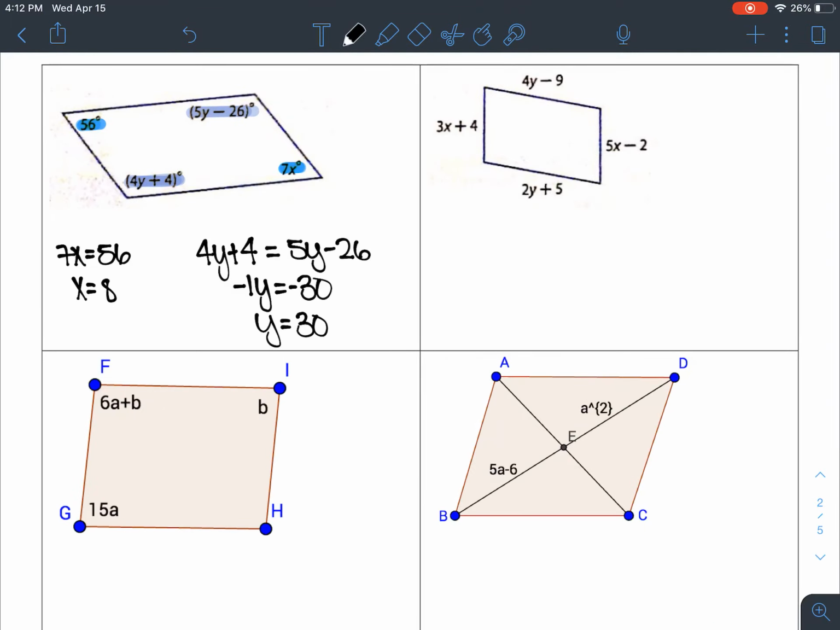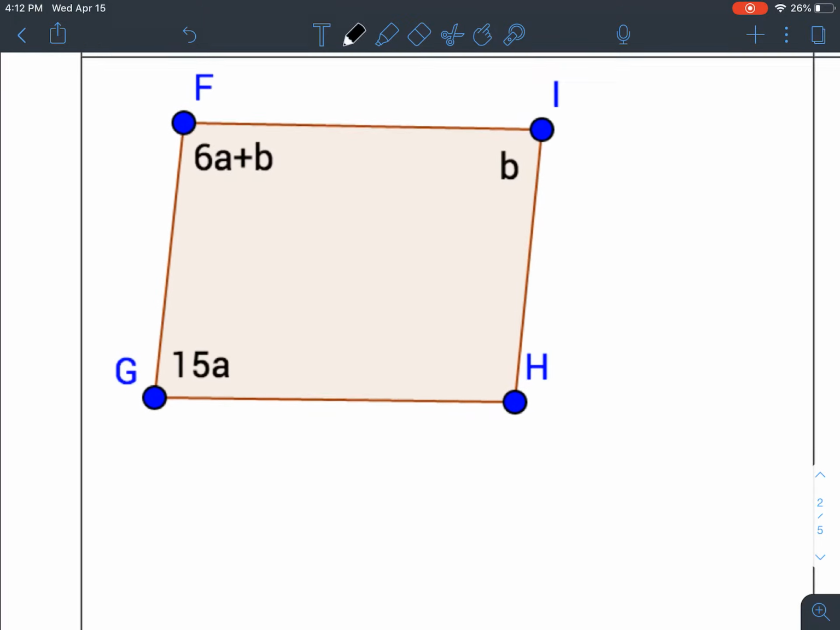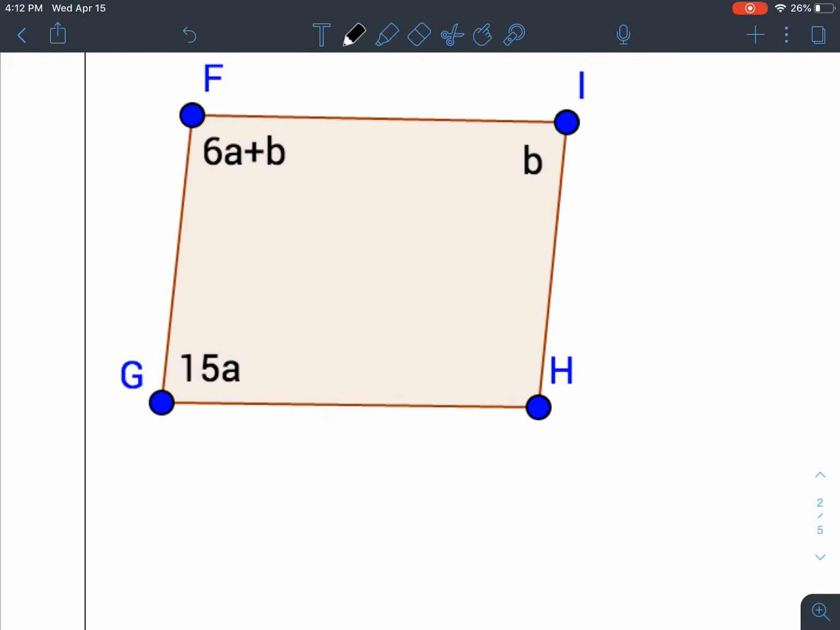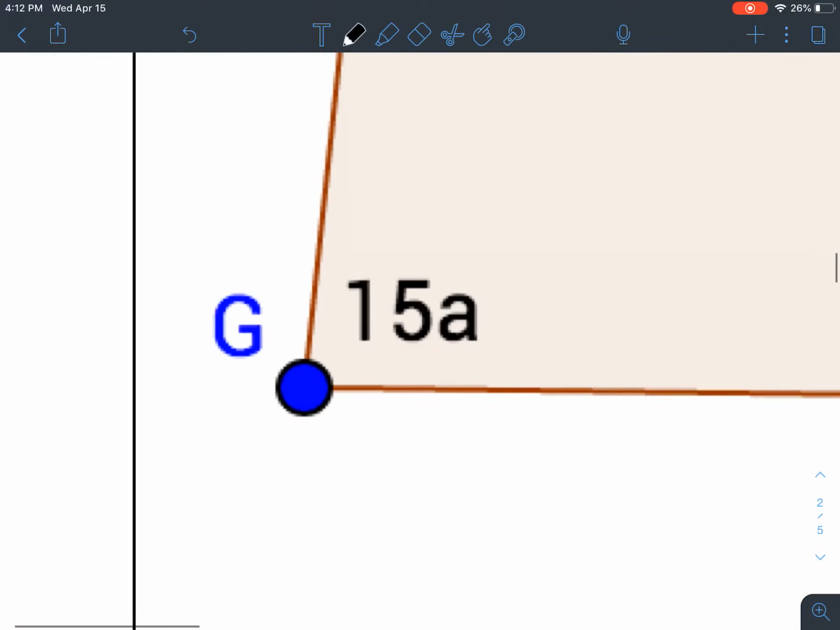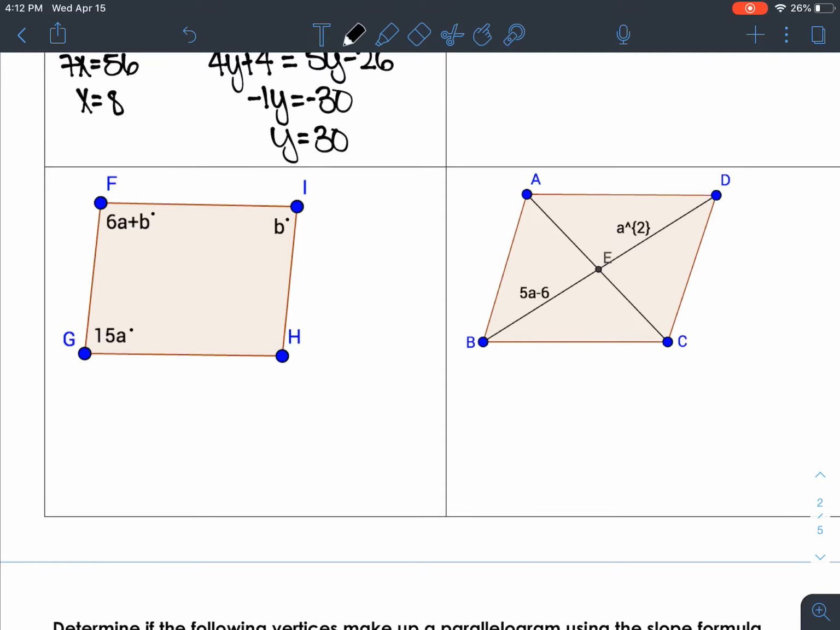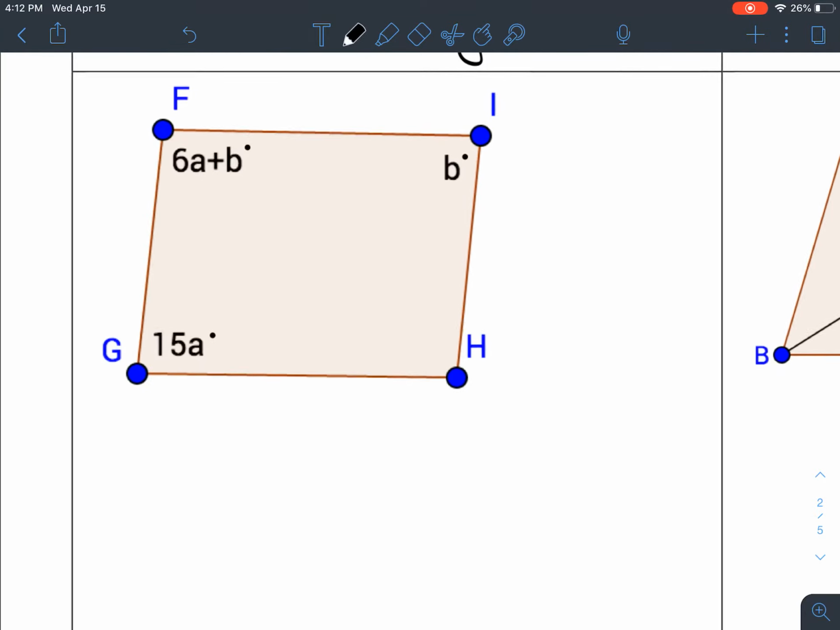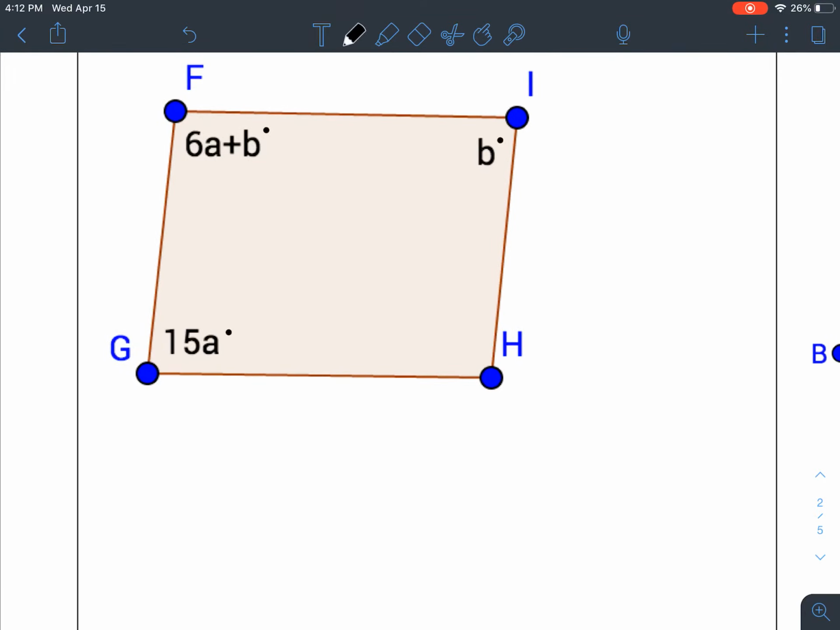Okay? Now, the next one is very similar to it. You just have to set the opposite sides congruent. So I'm not going to do this one, but I am going to look at this quadrilateral FIHG. And I'm going to assume that it is a parallelogram. And once again, I know it's not notated because I made this in GeoGebra, but these are all angles.